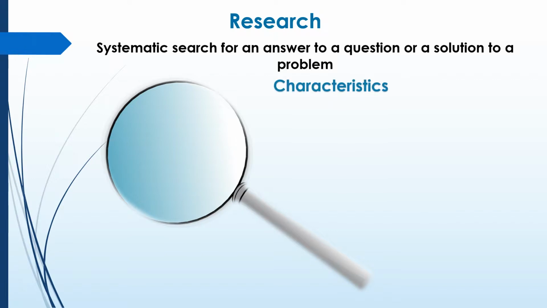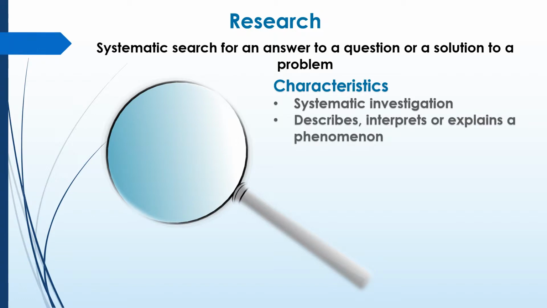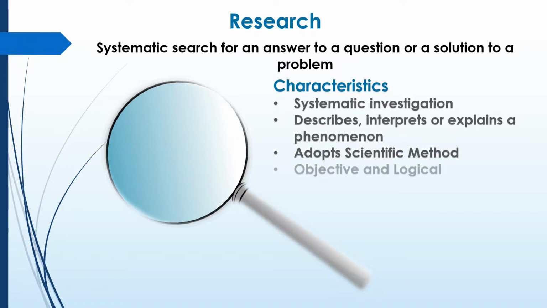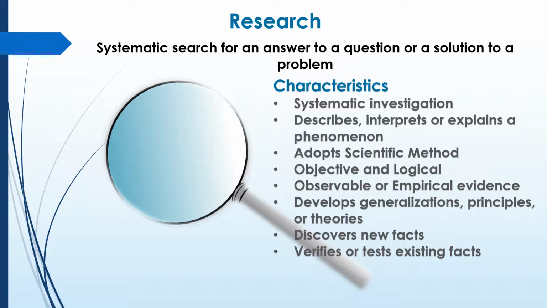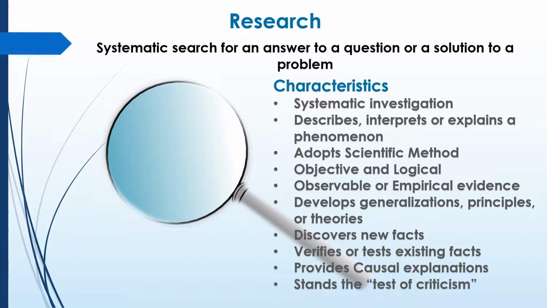The characteristics of a great research paper are that it is a systematic investigation. It describes, interprets, or explains a phenomenon. It adopts the scientific method. It is objective and logical. It is based on observable or empirical evidence. It develops generalizations, principles, or theories. It can discover new facts. It can verify or test existing facts. It can provide causal explanations, and it stands the test of criticism.